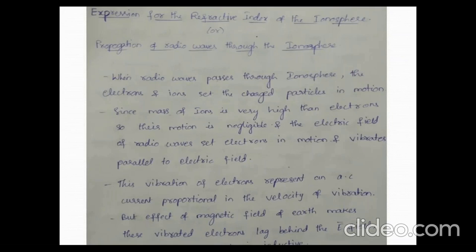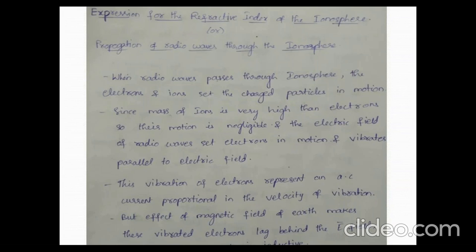What is the expression for the refractive index of the ionosphere? It may also be asked as propagation of radio waves through the ionosphere. They may ask anything like this. So coming to this, when radio waves pass through the ionosphere, what happens?